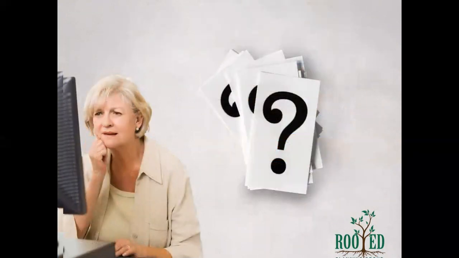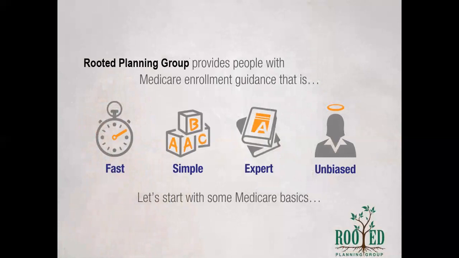So, if a person decides, I don't want to do this on my own, or I can't do this on my own, where do they turn for help? Seriously, that's probably the biggest problem with Medicare today. Luckily, you're here, so pat yourself on the back. Today, we're going to ensure that you get Medicare enrollment guidance that is fast, simple, expert, and unbiased. With this information, you'll be able to make the best Medicare decisions for your unique needs and avoid costly Medicare mistakes. So let's get started by learning some Medicare basics.